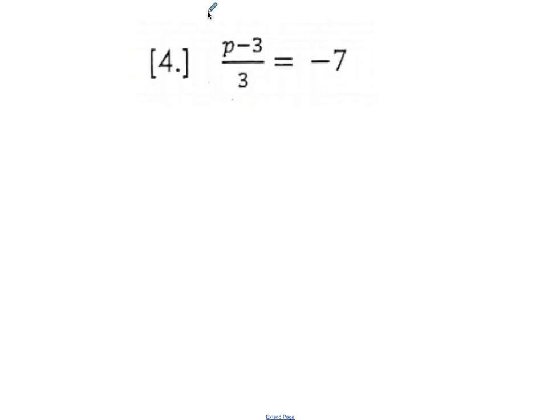I'm going to ask you right now, are both these terms, p minus 3, being divided by 3, or is just one of those terms being divided by 3? Both. So I'm just going to put this in parentheses because all that is being divided by 3. All right, how do I solve for this one?